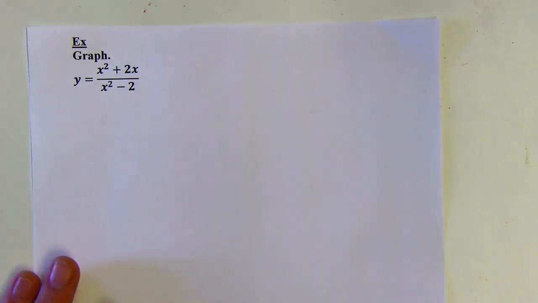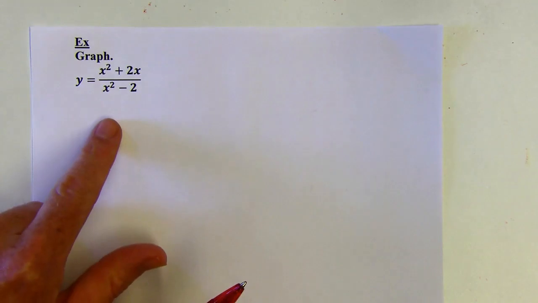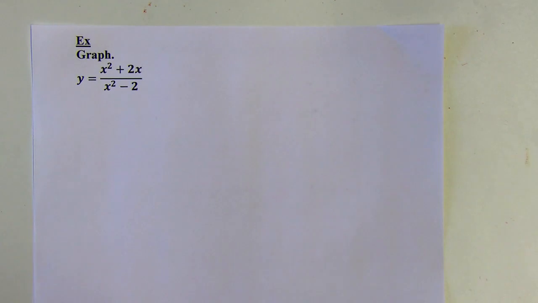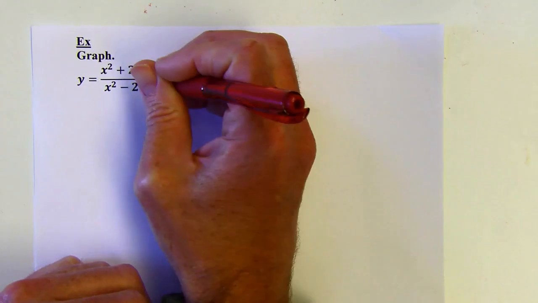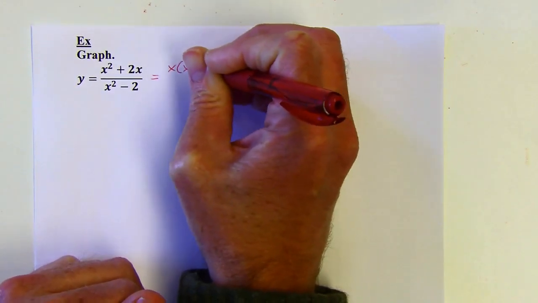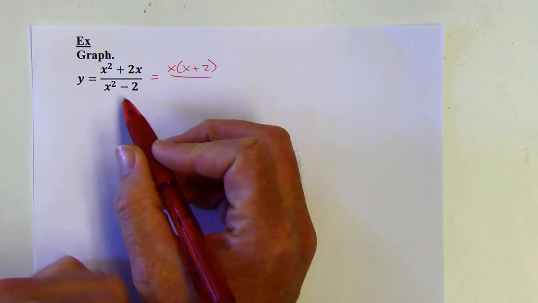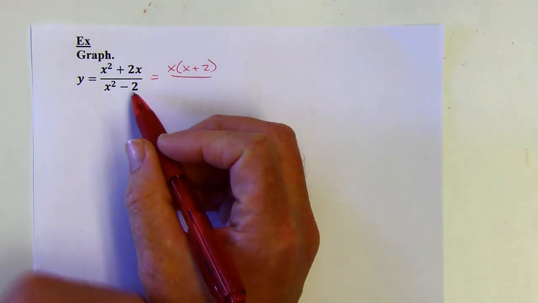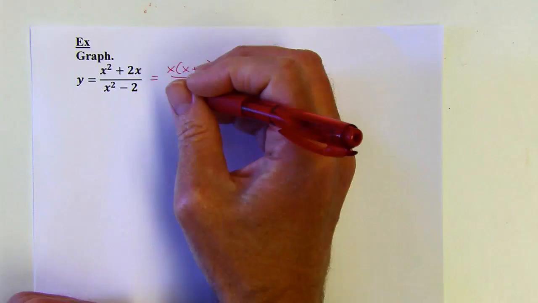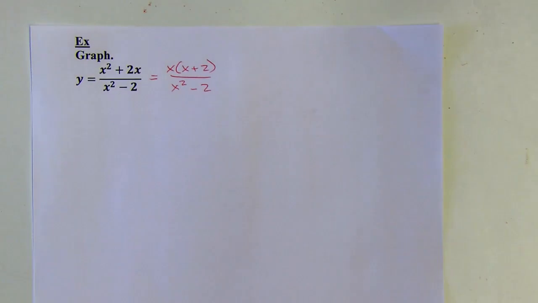Okay, so looking at this one, I can see that these are balanced again. So first thing I'm going to do is factor as much as I can. I can factor the numerator by just factoring out an x. The bottom, the denominator, is not factorable. It's not a difference of squares because 2 is not a perfect square. So can't do anything with the denominator there. But now got it factored.